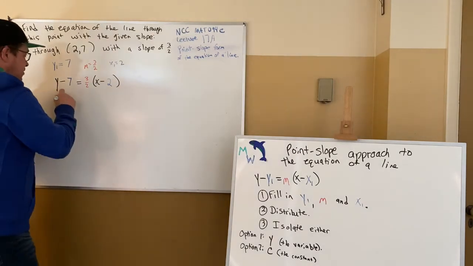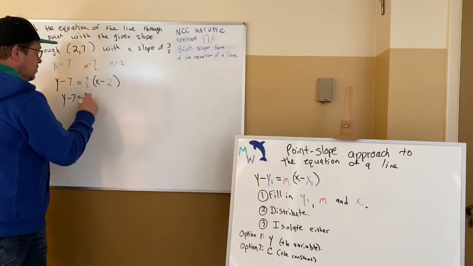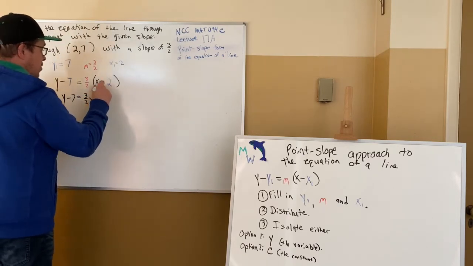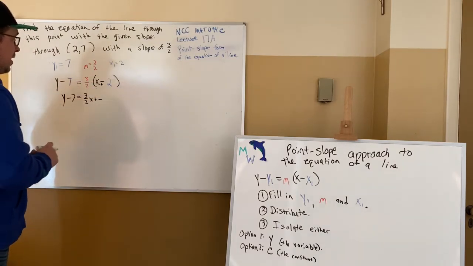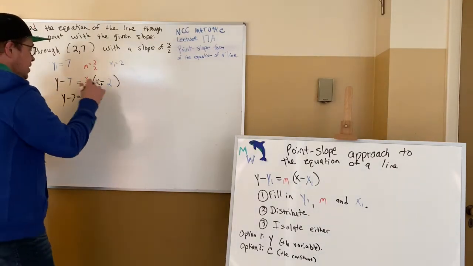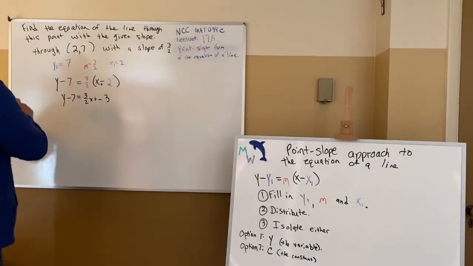So the y minus 7 is going to hang out for this step. But this is going to be 3 over 2 times x, which is 3 halves x. I'll go plus negative. I got 3 over 2 times 2. I got the negative already there, so 3 over 2 times 2 gets me 6 over 2 for 3. Now I have option 1.